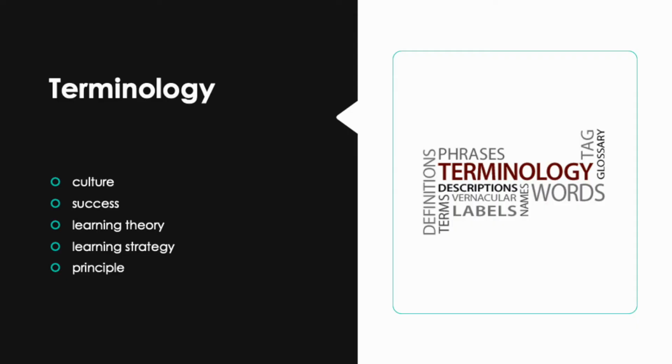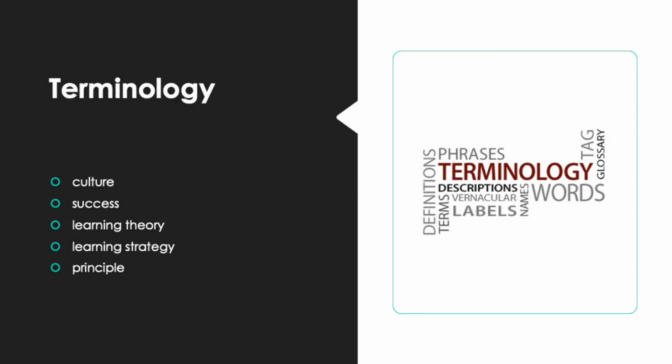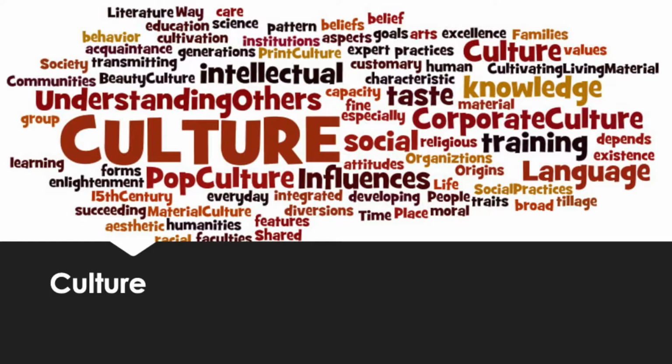Next, let's talk about terminology. The key terms in this chapter include culture, success, learning theory, learning strategy, and principle. First, let's start with culture. The definition of culture is the collective norms, rituals, and behaviors that a group of people share. A concrete example of this is Christmas. Does your family celebrate Christmas on Christmas Eve by opening presents, or do you wait until Christmas morning? That would be an example of the culture of your family. The rituals, the behaviors, the norms, the traditions. All of that varies from family to family, but it determines their culture.